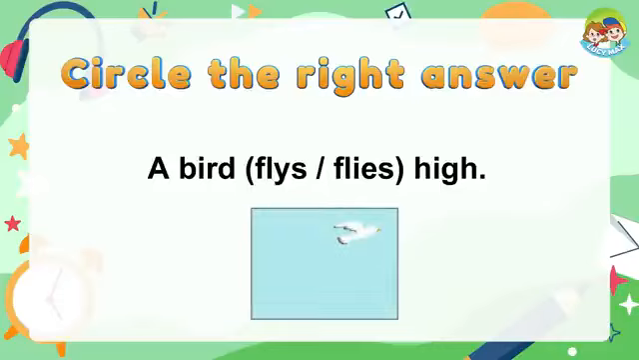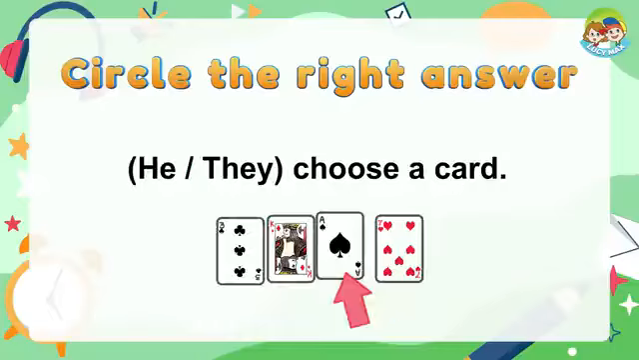A bird flies high. The verb flies is spelt with IES because it ends with Y. A bird flies high. He, they choose a card. The verb choose has no S, so you pick the pronoun they. They choose a card.